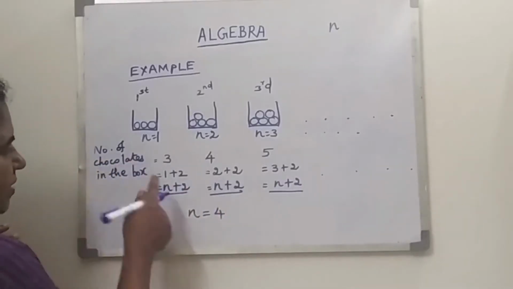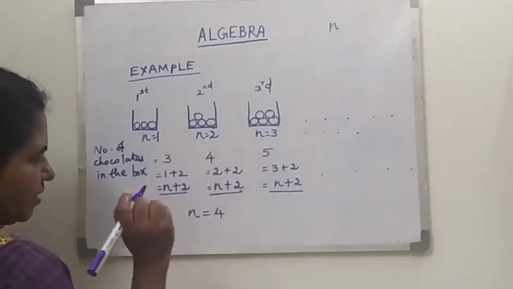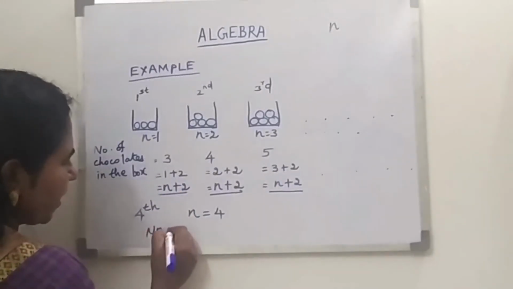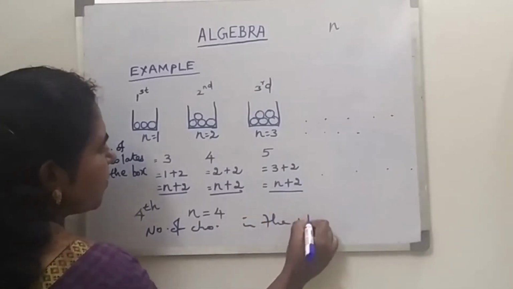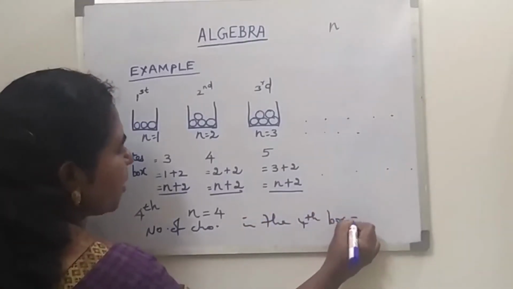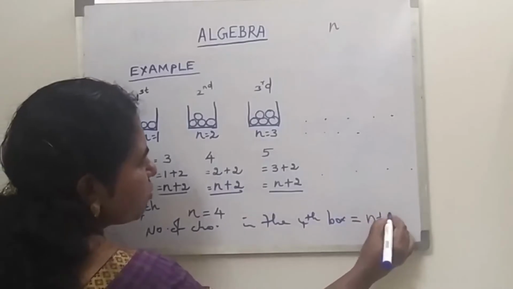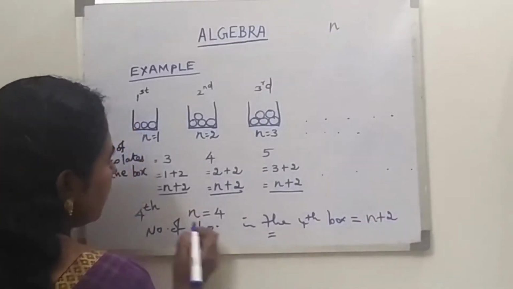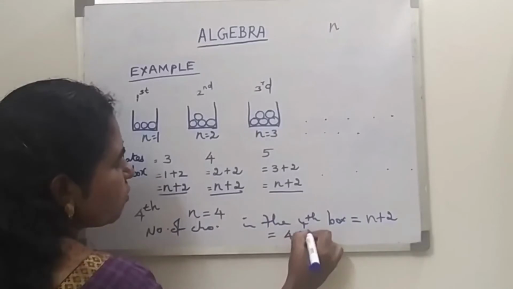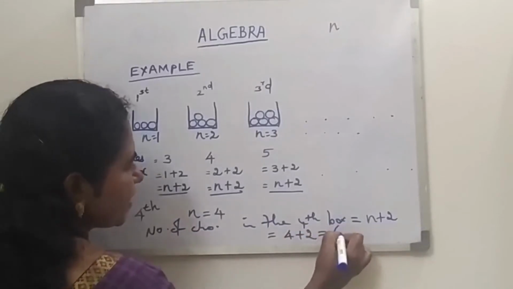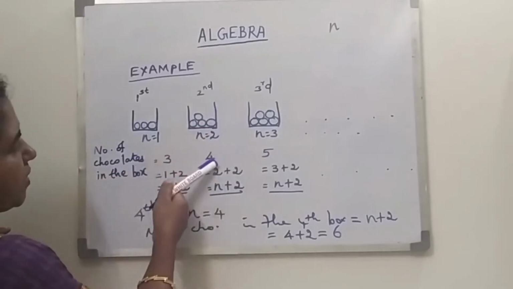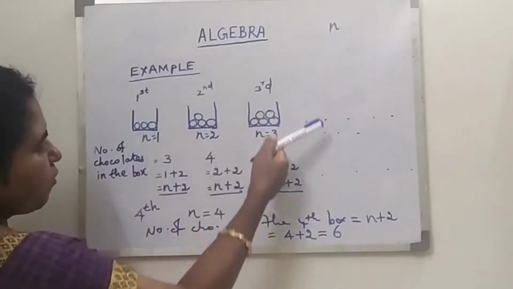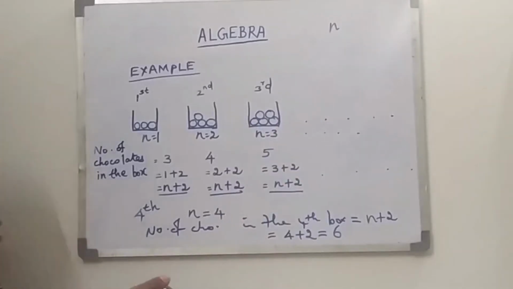Now for the fourth box, the value of n is equal to 4, and we know that the number of chocolates in the box is equal to n plus 2. So the number of chocolates in the fourth box is equal to n plus 2, which is 4 plus 2, which is equal to 6. See, in the first box it is 3, second box it is 4, third box it is 5, and in the fourth box it is 6.